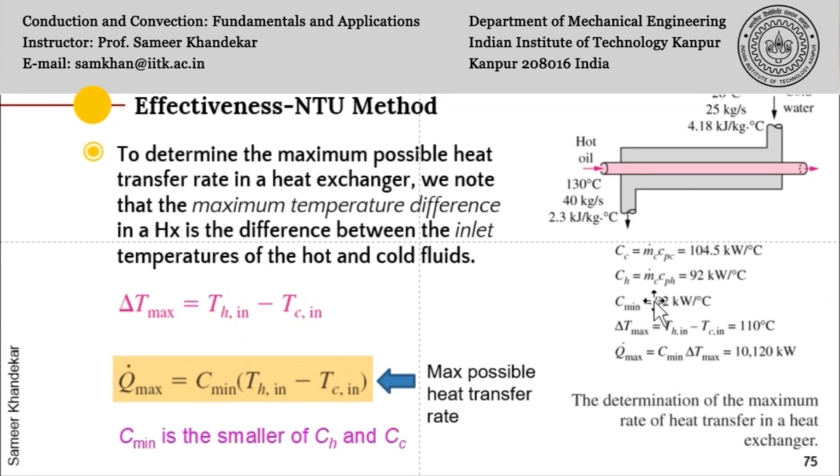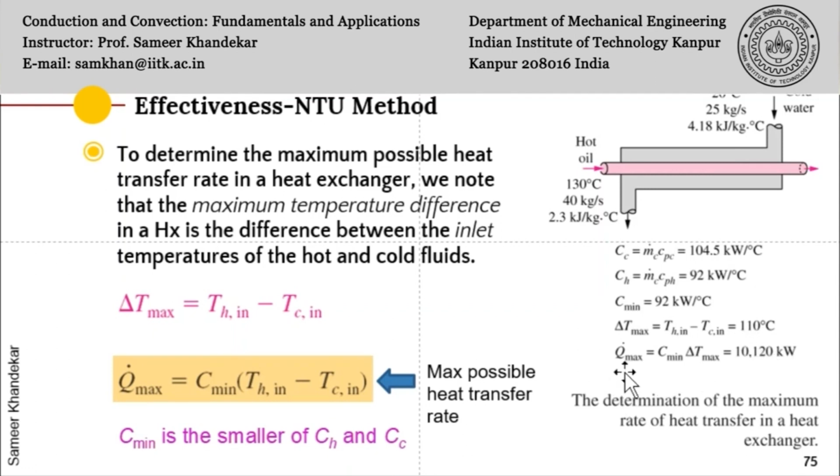Which is the smaller of the two corresponds to the hot fluid, which is 92 kilowatt per degree centigrade. And what is the maximum delta T? What is the maximum potential difference in the system? Which is T_H,in minus T_C,in. So which is 130 minus 20, which is 110 degrees.